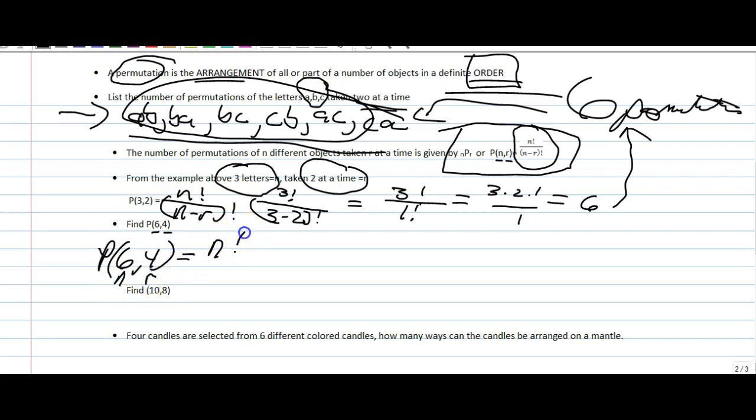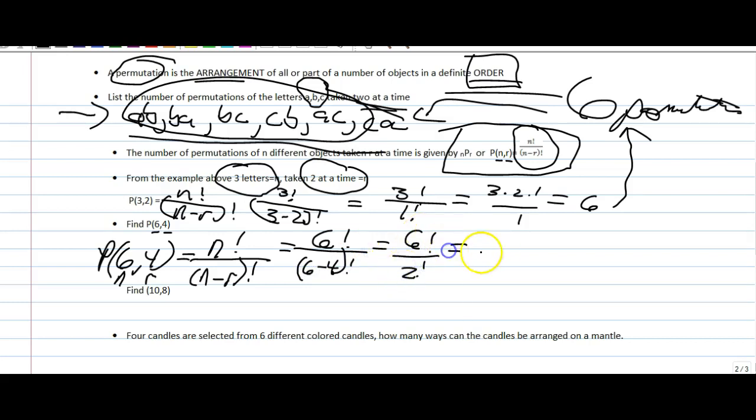So that's n factorial over (n minus r) factorial, which is equal to 6 factorial over (6 minus 4) factorial, which is equal to 6 factorial over 2 factorial. So that's equal to 6 times 5 times 4 times 3 times 2 factorial. Remember, I stopped here because now I can cancel equivalent factorials. So my answer is 6 times 5 times 4 times 3.